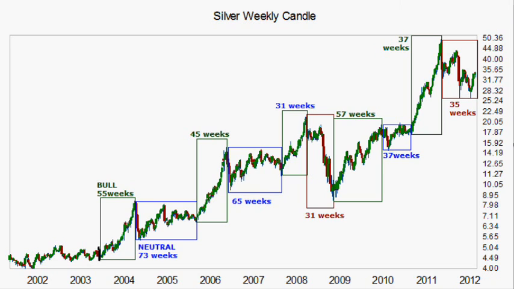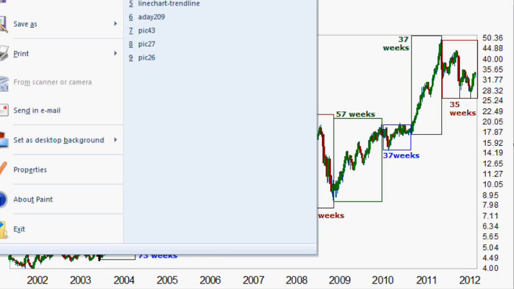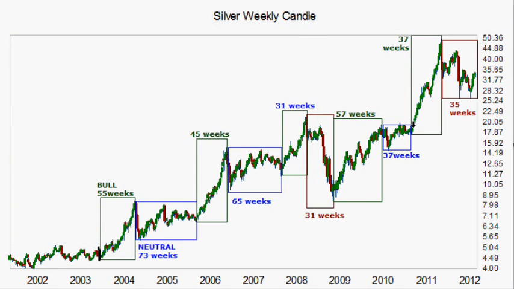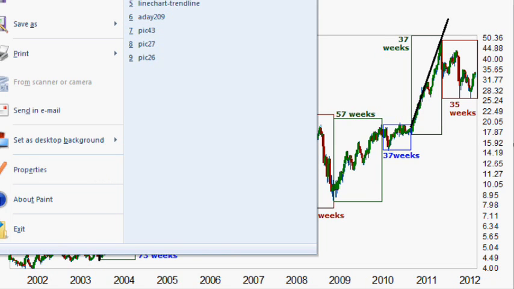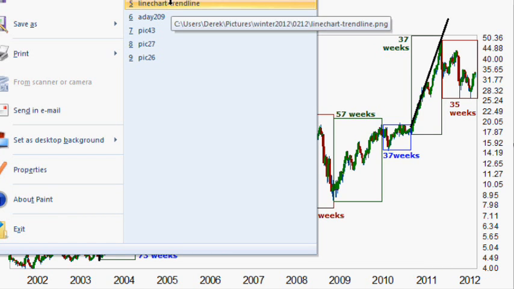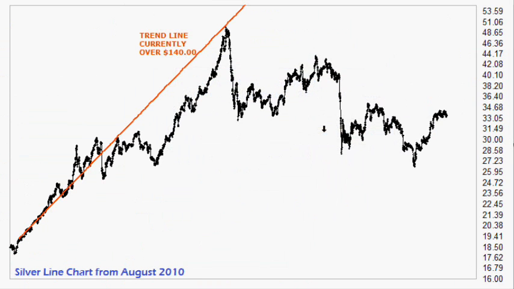So let's move on to a line chart that has a trend line connected. Well, it was mainly this level, this trend line here, because that was the essence of the trend for the August 2010 to April 2011 rally. So let's bring that up right now. And that's our trend line. Currently, it's at $140 per ounce. So it's got a long way to go.